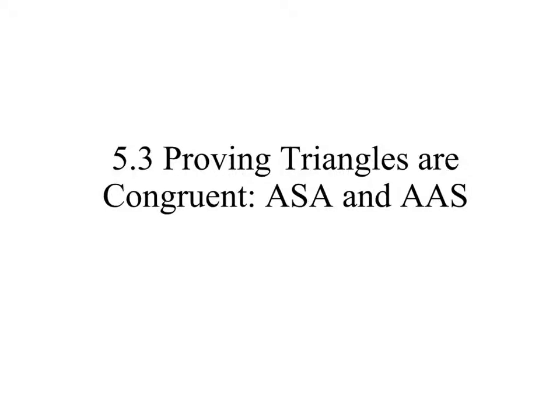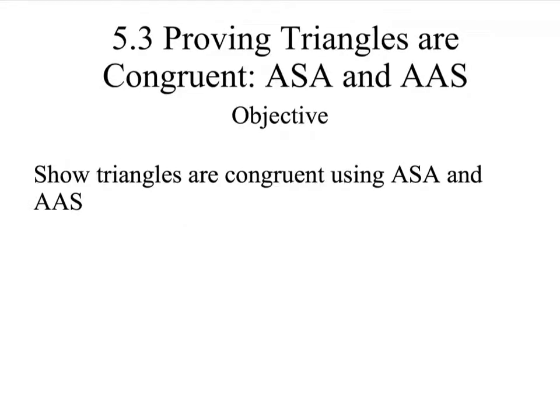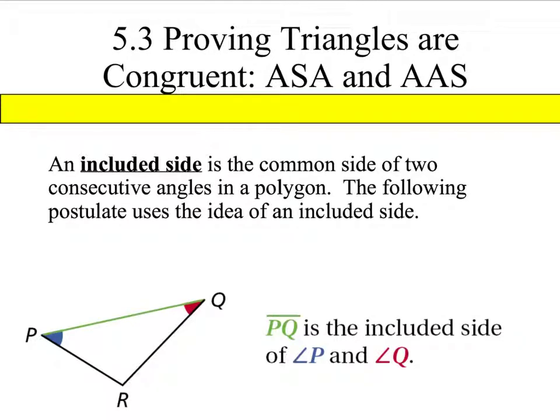Hey everybody, we're going to be starting on 5.3, proving triangles are congruent using the ASA and AAS properties, which means angle side angle and angle angle side. We talked about yesterday side side side and side angle side theorems, and today we're just moving on to two new ones, so I hope you're ready. Okay, so we are going to be showing triangles are congruent using the angle side angle theorem and the angle angle side. But first, I want you to know what an included side is.